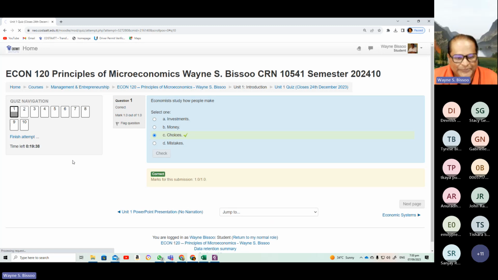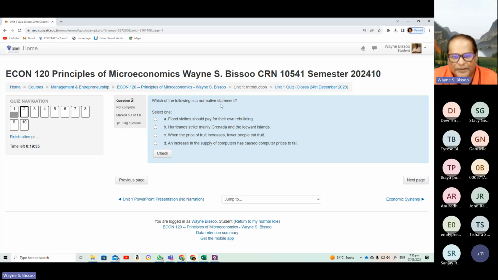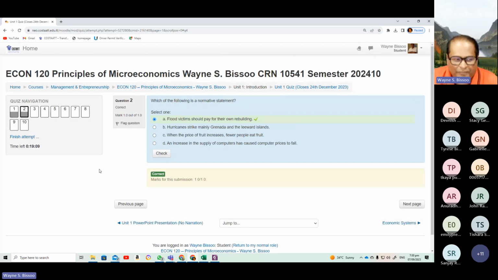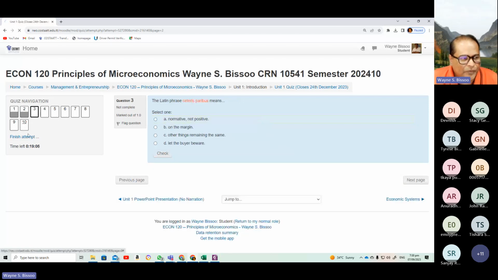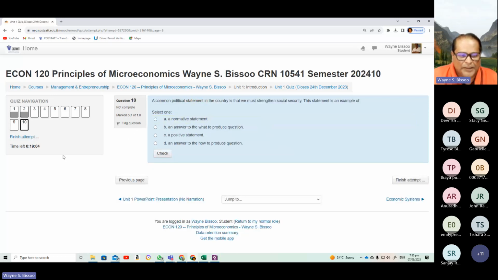Go to question 2. Which of the following is a normative statement? You need to understand what a normative statement is as opposed to a positive statement. Normative statements are statements based upon people's point of view, and they're not testable. Anybody seeing a normative statement there? Then 3 and 4 and 10 and so on, and that's how it goes.